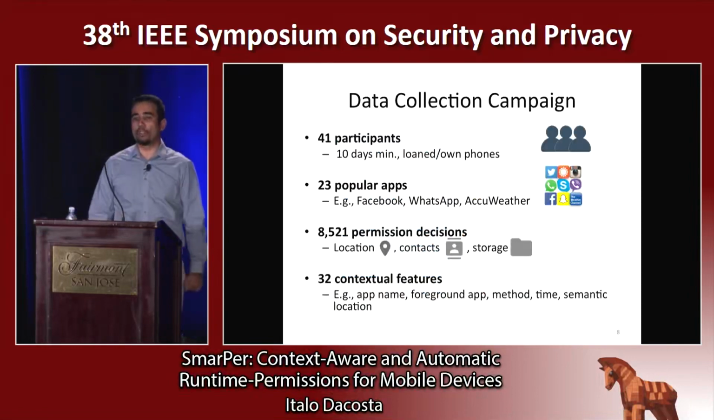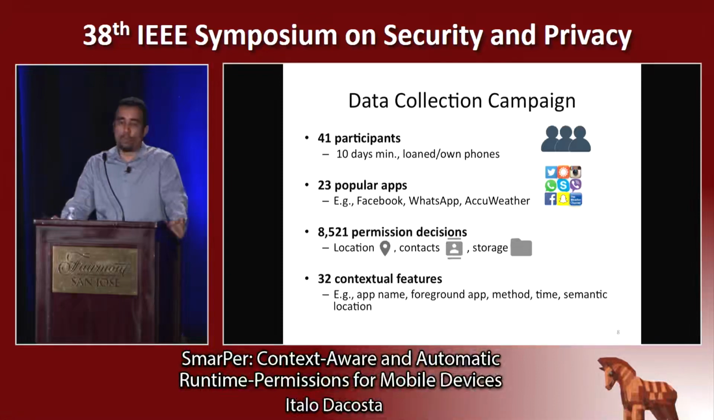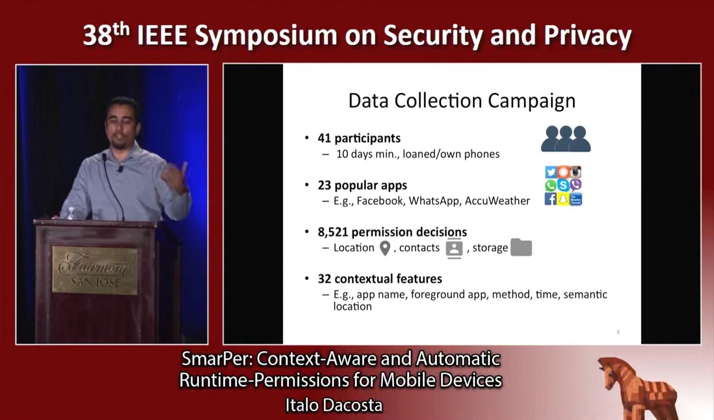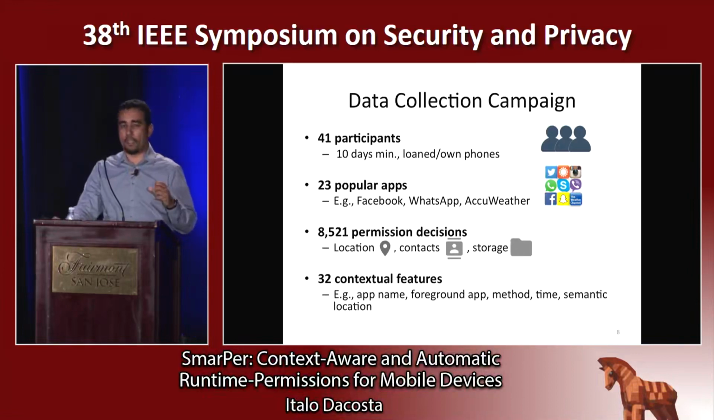Here we have the results of our data collection campaign. We collected data from 41 users that participated in our study for a minimum of 10 days. Some users used their own phones, while to others we provided phones for the study. In addition, we didn't prompt the user all the time. We instead introduced some heuristic to regulate the number of prompts we were showing to the user to avoid overwhelming them. So on average, users were prompted around 17 times a day.